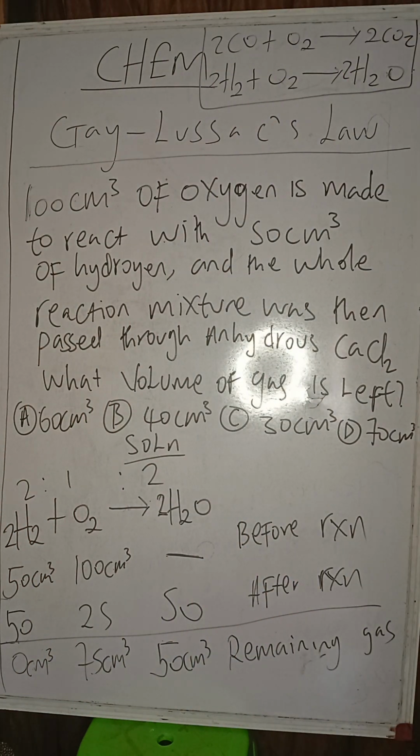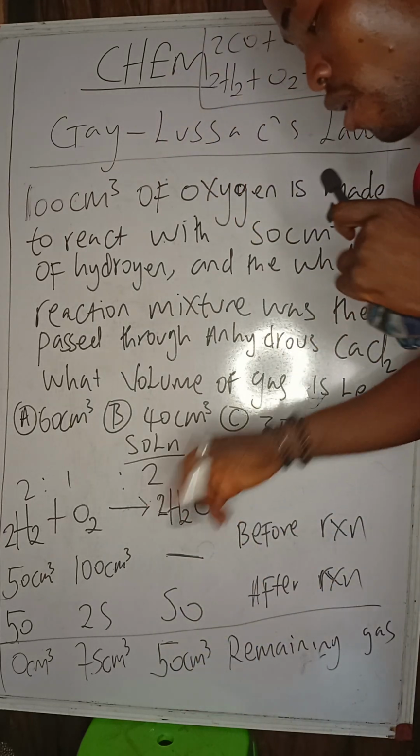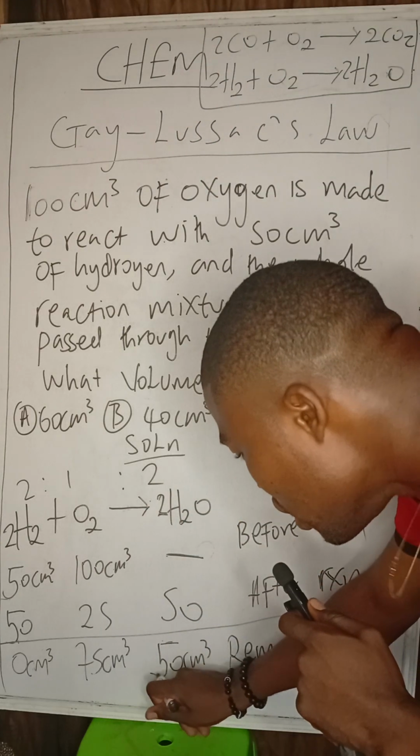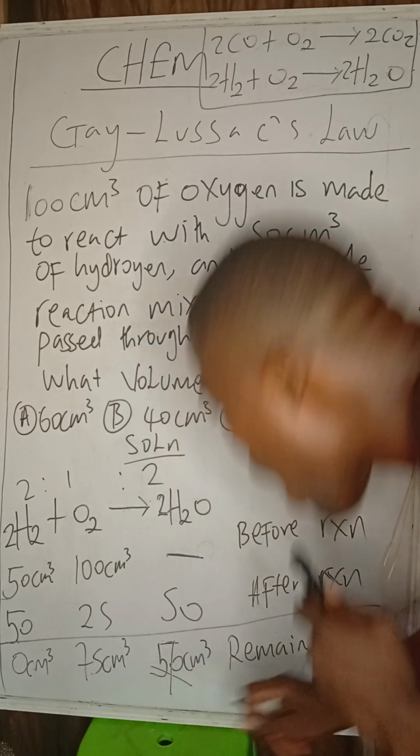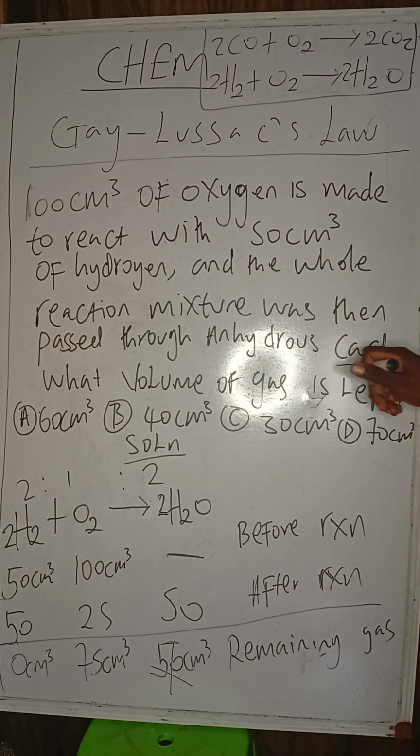Now if you watch very well, remember the mixture was passed over calcium chloride. Calcium chloride will remove the water vapor, so water vapor is out. Calcium chloride will absorb water vapor because remember it is anhydrous, it's not even yet hydrated.